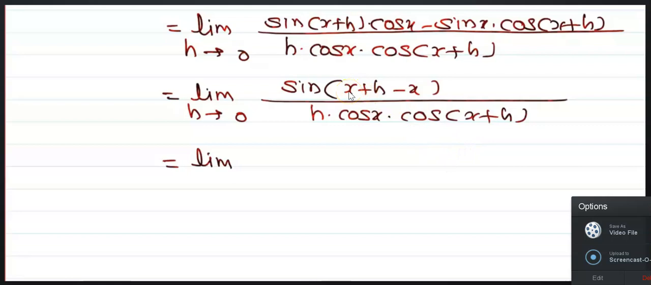Now here plus x minus x will get cancelled, and then you will get sine of h upon h. As h tends to 0, sine of h upon h is 1, and again 1 upon cos x into cos of x. That is cos x into cos x is cos square x. And what is the reciprocal of 1 upon cos square x? 1 upon cos square x means what? The sec square x.